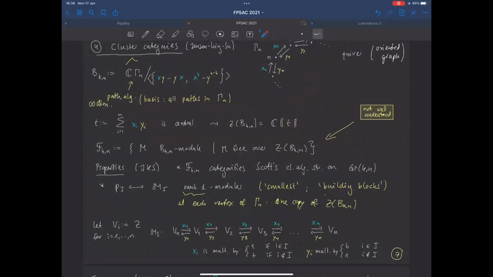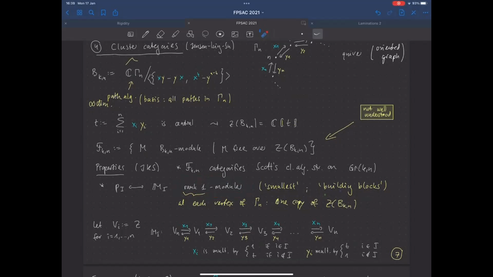Yeah. Because we asked that the modules should be free over this, it means that at every vertex of my oriented graph or quiver, I should have 1 copy of the center. And one can argue that it has to be the same number at every vertex. That is my rank. The smallest possible thing is that you have 1 copy. So that's why these are the nicest ones. They are the smallest possible modules. And these are going to be the building blocks for the category in general.